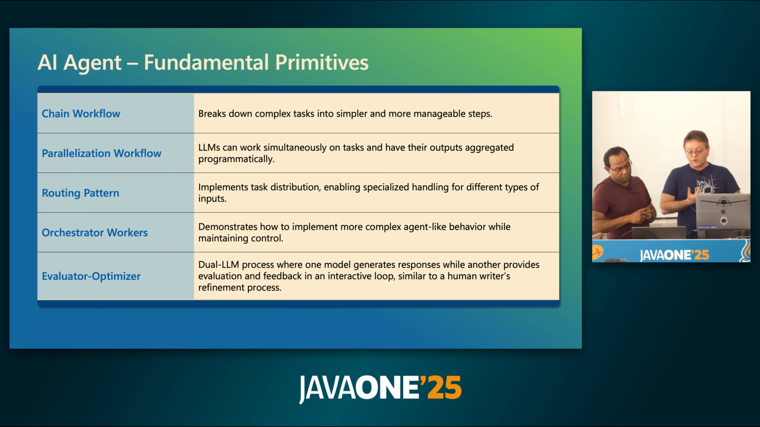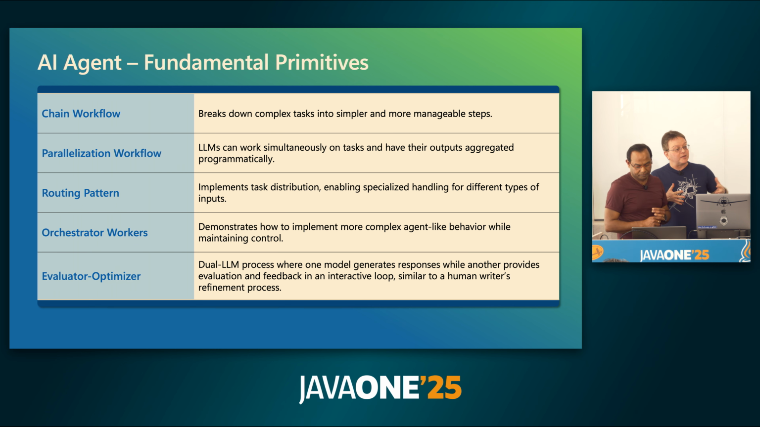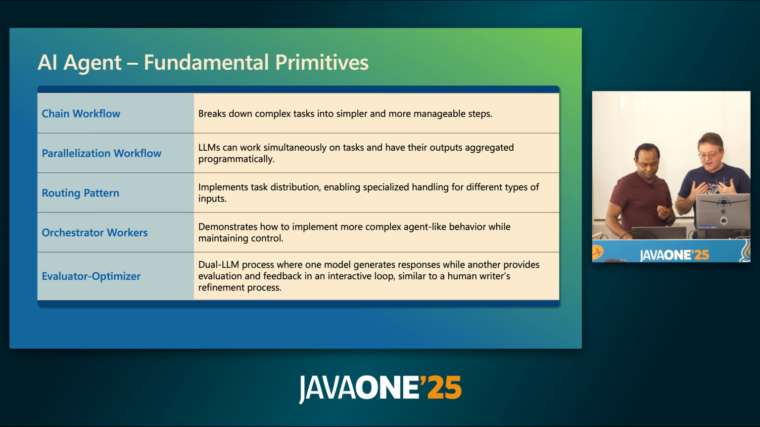So here are some fundamental primitives of AI agents. These include the chain workflow, which breaks down complex tasks into manageable steps. The parallelization workflow, say that 3 times fast, where AI models work on tasks simultaneously and combine their outputs. The routing pattern distributes tasks to the right agents, while orchestrator workers manage more complex behaviors. Lastly, the evaluator optimizer involves one AI model generating responses and another evaluating and refining them, which is really fun, right? Really cool. These patterns help optimize AI performance and efficiency, making them essential for advanced AI workflows.